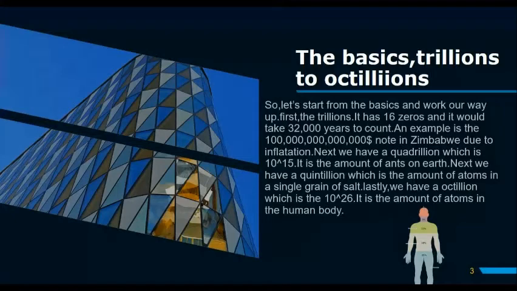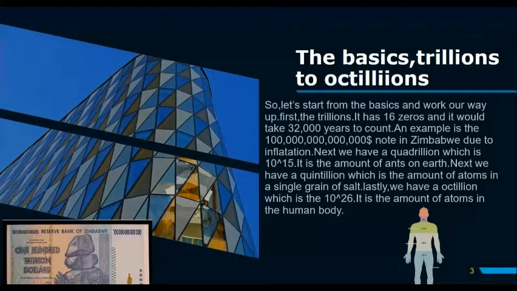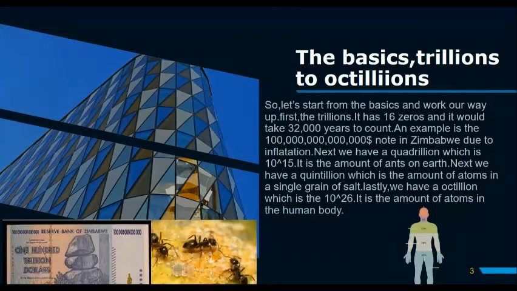First, the trillions. It has 12 zeros and it would take 32,000 years to count. An example is the $100 trillion note in Zimbabwe due to inflation. Next, we have a quadrillion, which is 10 to the power of 15. It is the amount of ants on Earth.